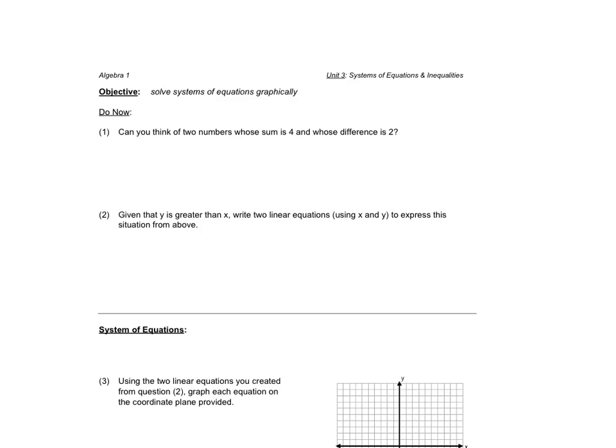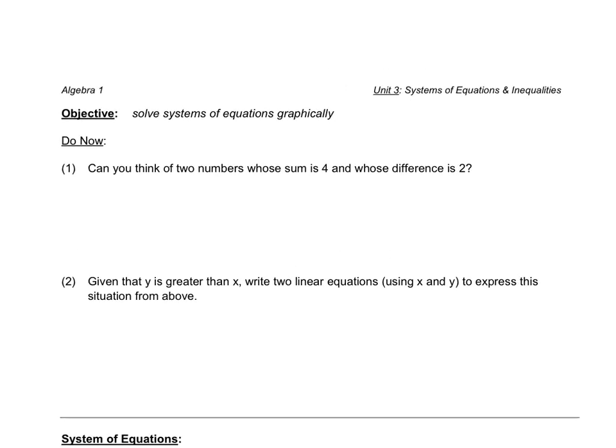Question is, can you think of two numbers whose sum is 4 and whose difference is 2? It seems like a yes or no question, so if you wanted to really answer, you could just say yes or no. But let's actually think of those numbers. Give me just a pair of values.